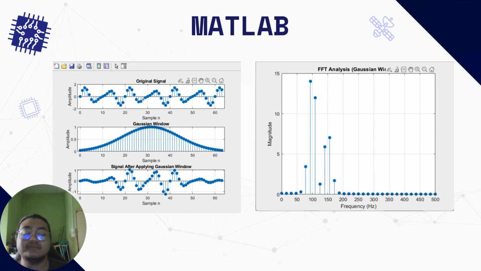This graph shows the main frequencies in the signal after using the Gaussian window. The top peaks are at 100 Hz and 150 Hz, which are the dominant frequencies in the signal. The 100 Hz peak is higher and has stronger amplitude than 150 Hz. The other frequencies are very small, showing that the Gaussian window helps reduce unwanted noise and leakage.